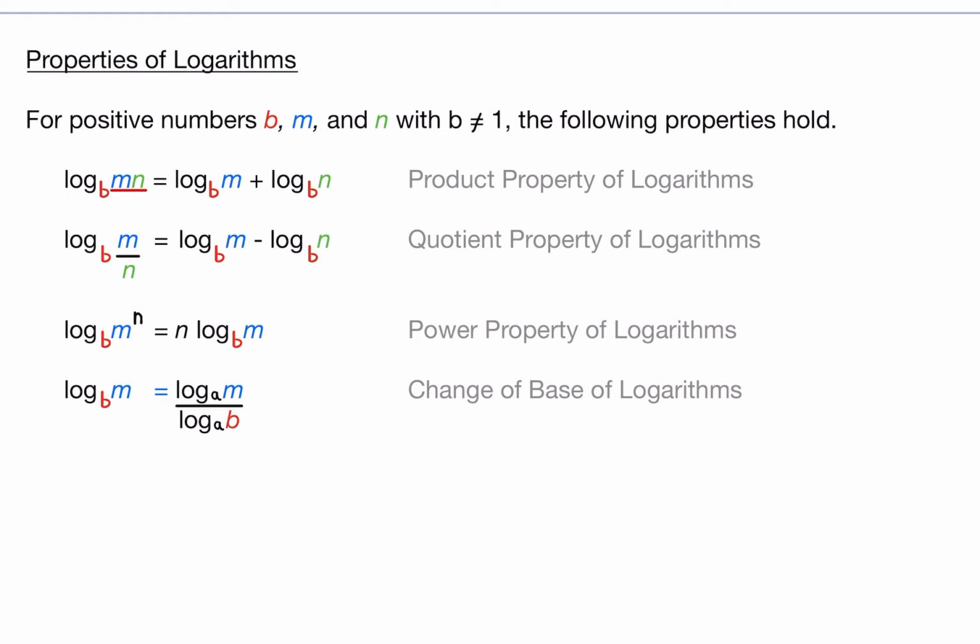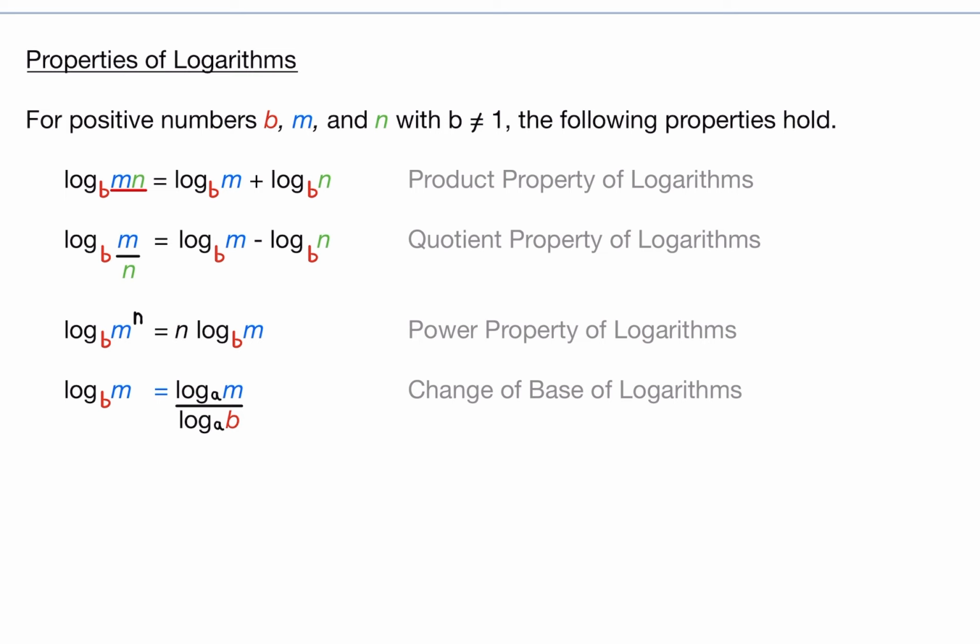The third property here is the power property of logarithms, and that is as follows. The log of m to the n power base b is the same as n log of m base b. So all that's happening here is that this power goes to the front.